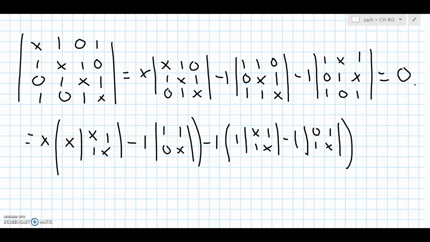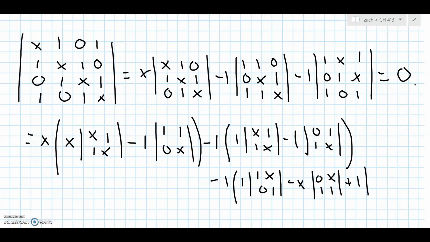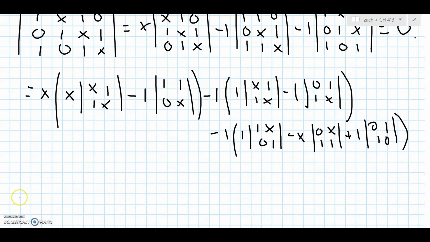And then our last term is going to look like minus 1 times the determinant of 1, 1; x, 0, 1, and then minus x times the determinant of 0, x; 1, 1, and then plus 1 times the determinant of 0, 1; 1, 0. Give yourself a second to catch up if you need to. Finally, we just have the determinants of the remaining ones to take a peek at. Let's take this nice and slow.